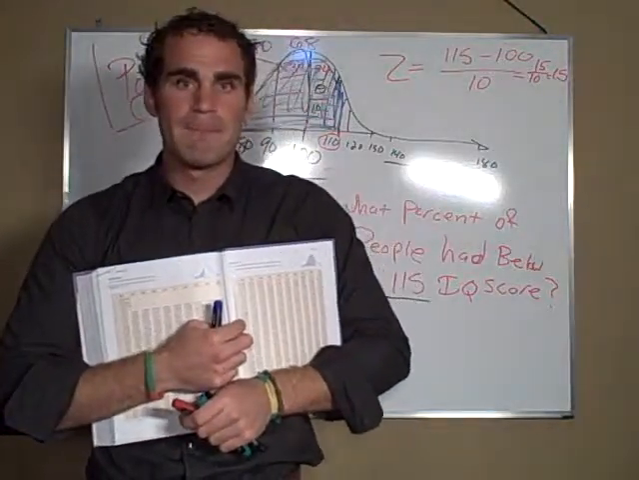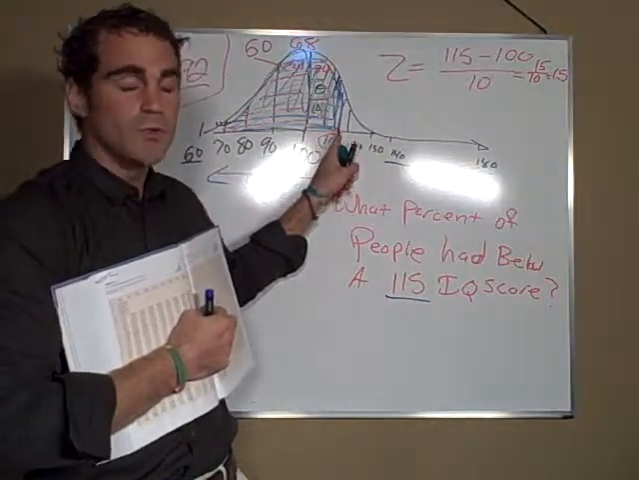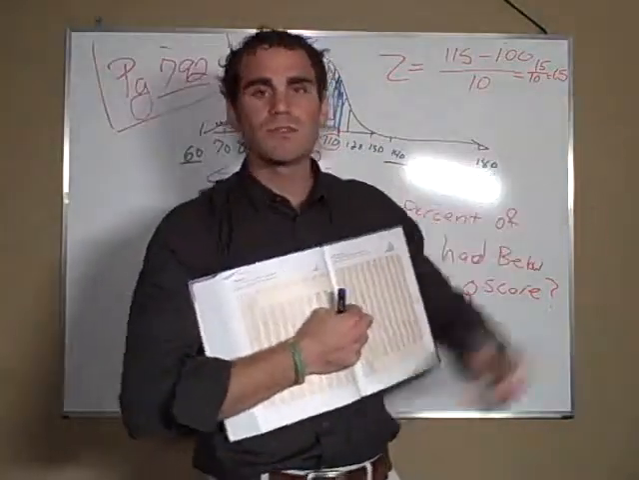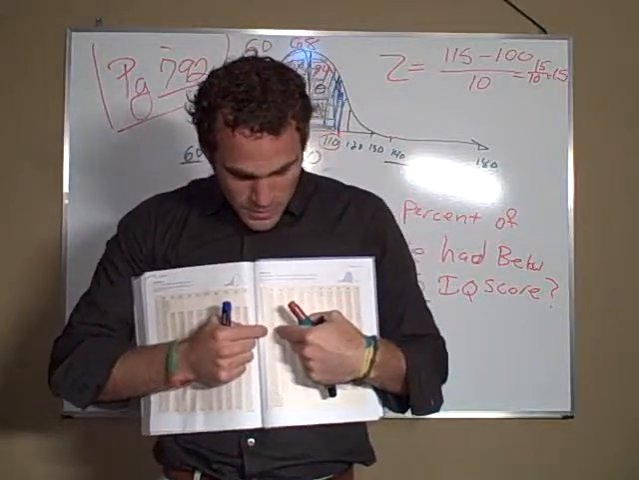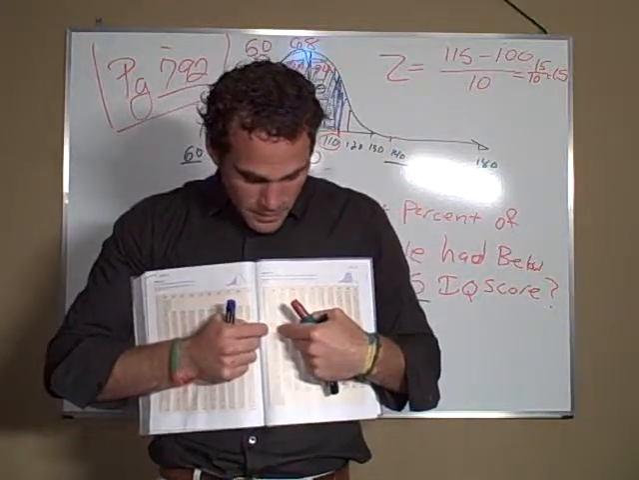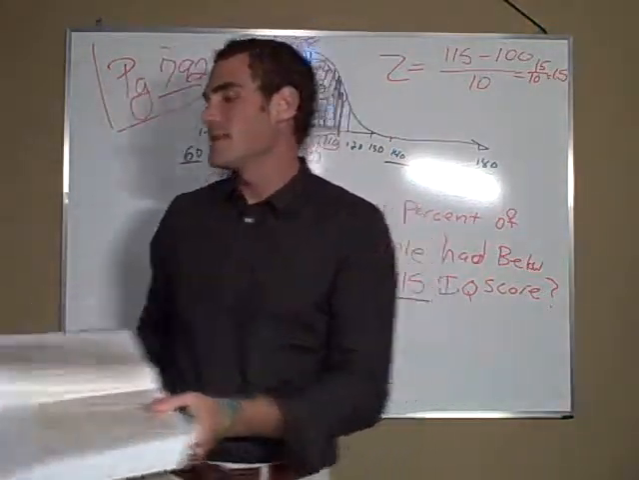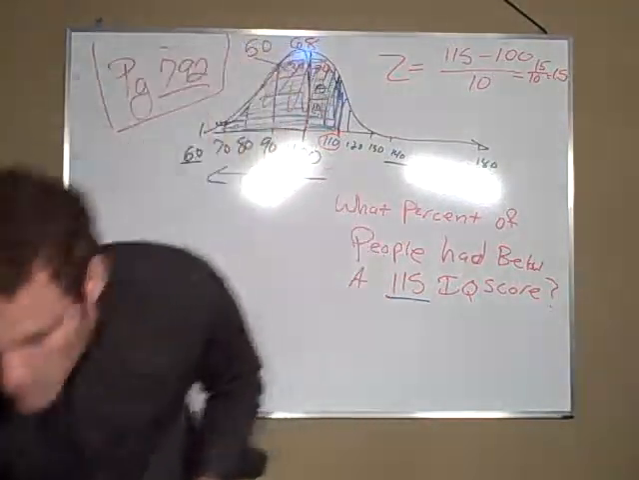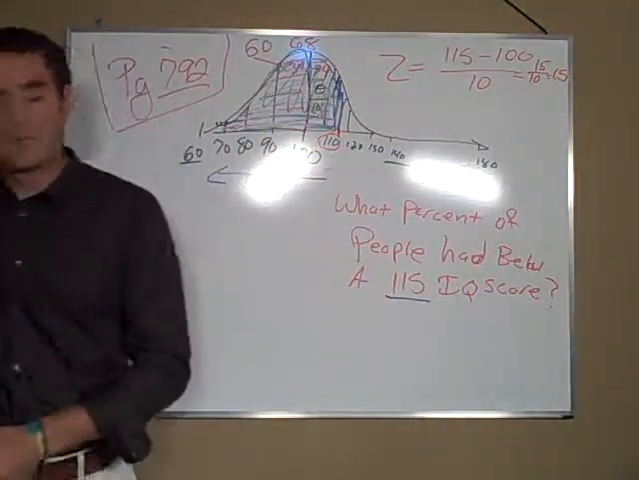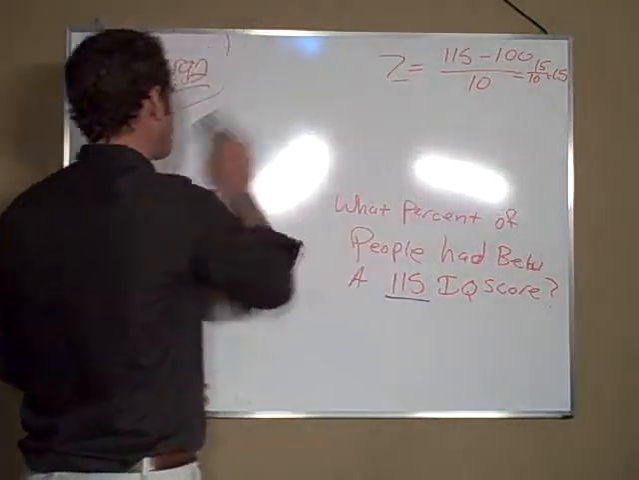Well, 1.5 here represents 115. 115 IQ represents a 1.5 Z-score. And from the table, you can see that a little over 93% of people scored less than a 115. This works always. And let's look at it again in a different situation.